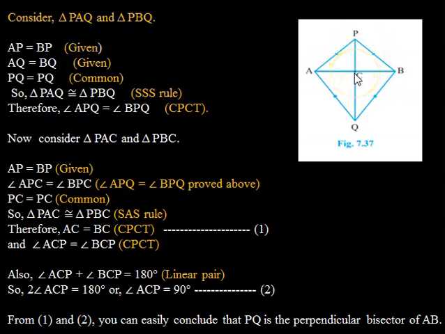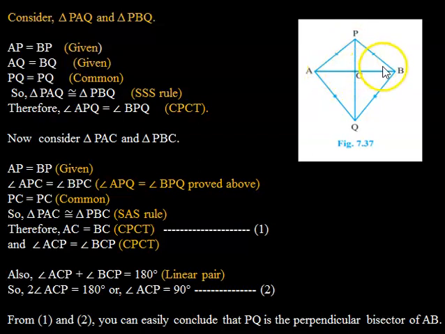Here what axiom are we going to use? Side, included angle and side of this triangle are equal to side, included angle and side of this triangle. So using the SAS rule, we can say that these two triangles are congruent. When these two triangles are congruent, by CPCT we can say that angle ACP is equal to angle BCP.